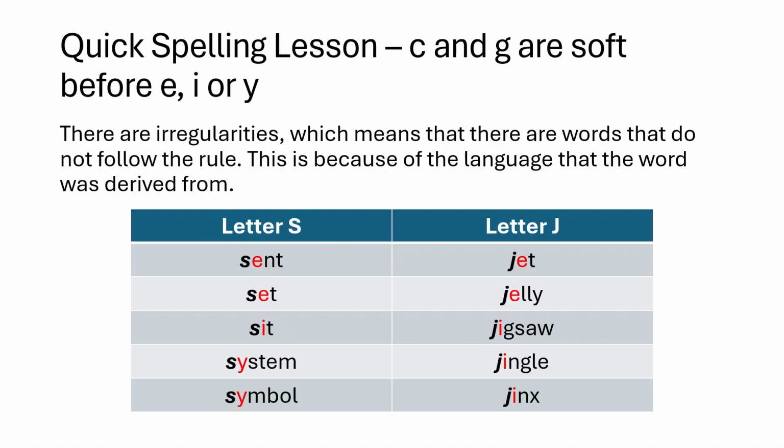In these examples, the letter J makes the J sound before the letters E or I. I will say each word. I will pause. Then you say the word.